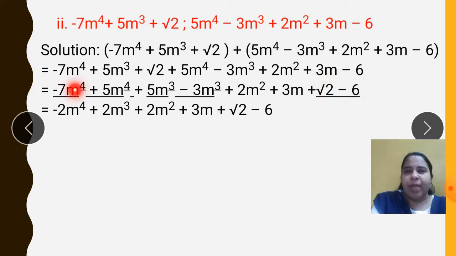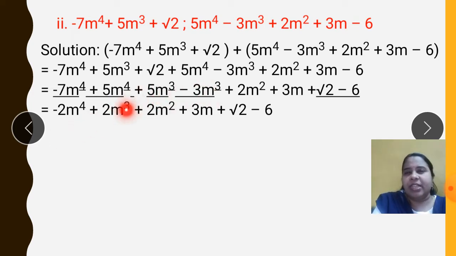Okay. Now minus 7 plus 5 is minus 2. Why minus 2? 7 is a greater number with a minus sign, so minus 2, m raised to 4. And as I have explained you before also, m raised to 4 plus m raised to 4, you don't have to write m raised to 8. You just have to add and subtract the coefficients if they are like terms. So it will be minus 2m raised to 4.